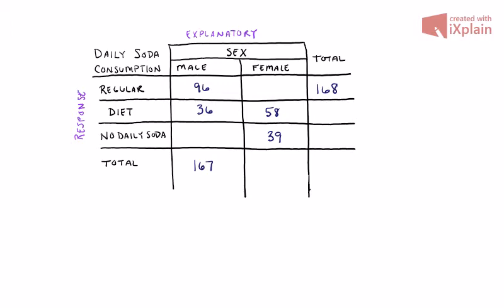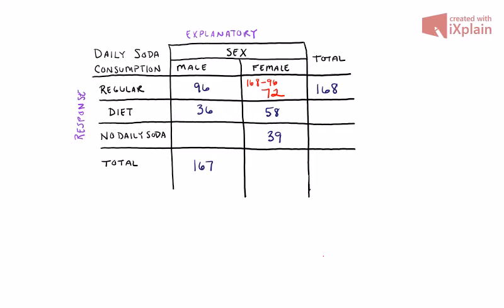The first thing I'm noticing is I have enough information to fill in the females who drink regular soda on a daily basis. I have my male count, and then I have the grand total. The grand total contains both the male and female, so I might hop into my calculator and take my grand total and remove the 96 males. This reveals the 72 women who responded saying that they drink regular soda on a daily basis.